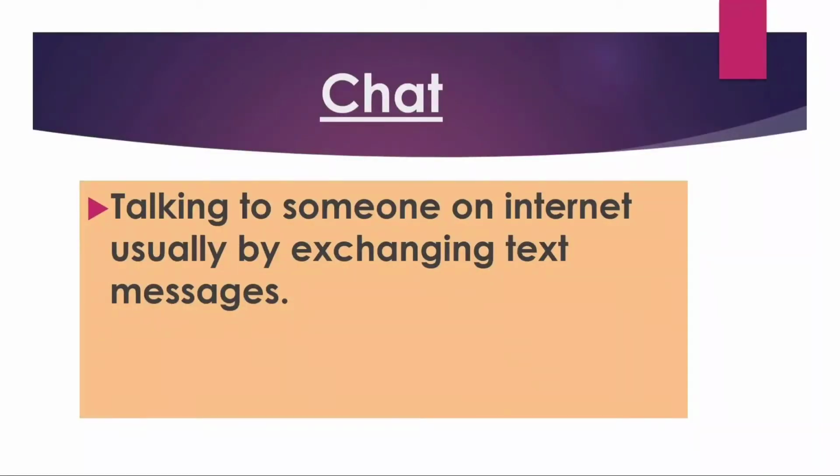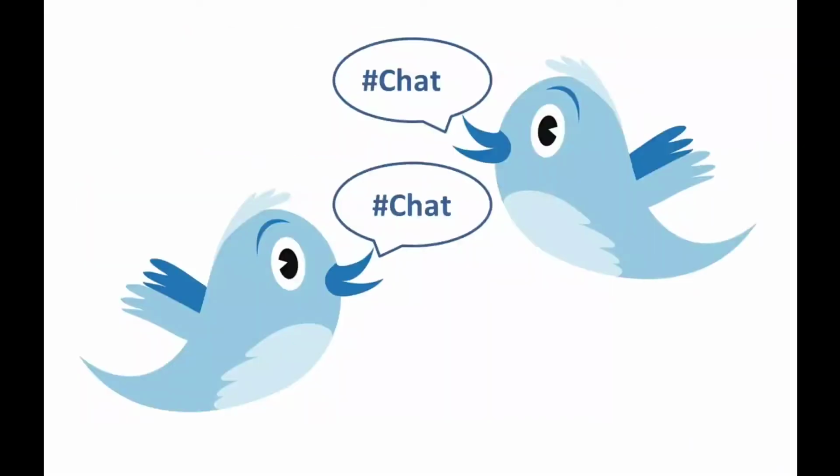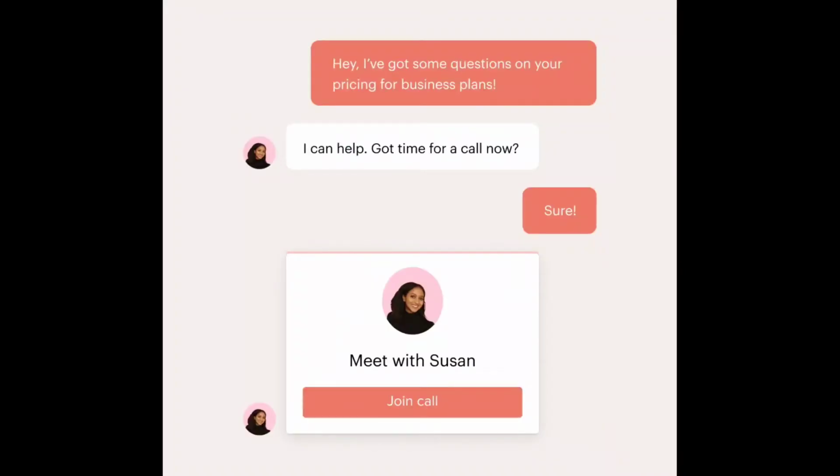Next one is chat. Talking to someone on the internet, usually by exchanging text messages. I know you have all done this also. Today we are using WhatsApp, Facebook. These are all chatting apps. Twitter, WhatsApp, Instagram, Facebook. These are also social media sites which help you to chat, in which two or more persons chat via text or via video. By video call also we can chat with one another.